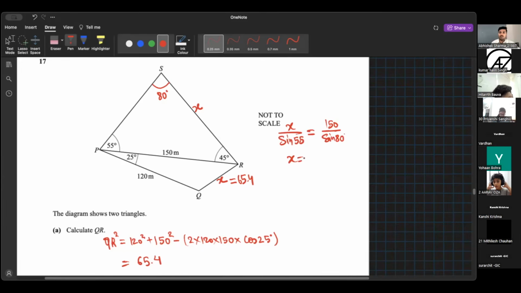So x is equal to, let's do this, 150 multiplied by sine 55 divided by sine 80. And the answer is 124.76. So 124.76 can be written as 124.8. And this can be written as 125, correct up to 3 significant figures.